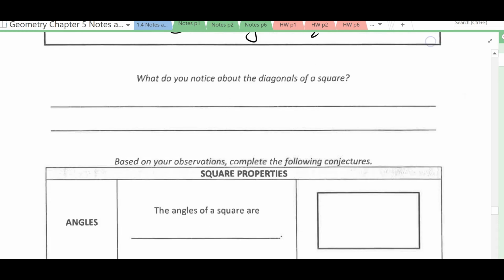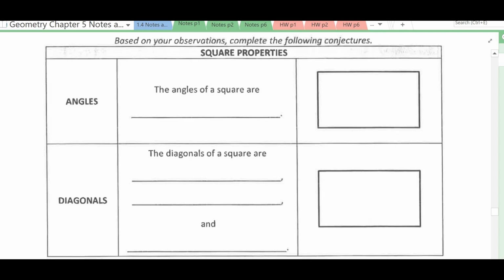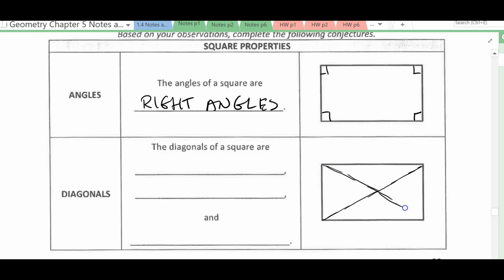Alright, so when we have a square, we're going to get some interesting properties here. Now, notice that these pictures are clearly not squares, but we are going to mark them like they are squares, so keep that in mind. So the angles of a square are right angles. Alright, so we know they're all going to be congruent because they're all 90 degrees. And then let's draw on the diagonals. Again, this is going to be a little bit confusing just because we're doing this on a rectangular shape, but we're making it into a square.